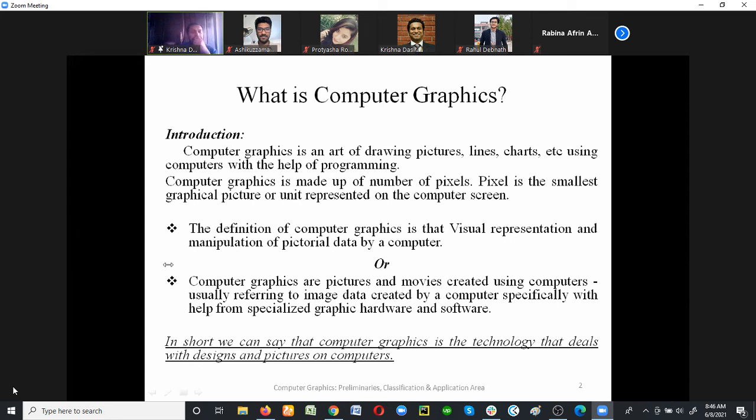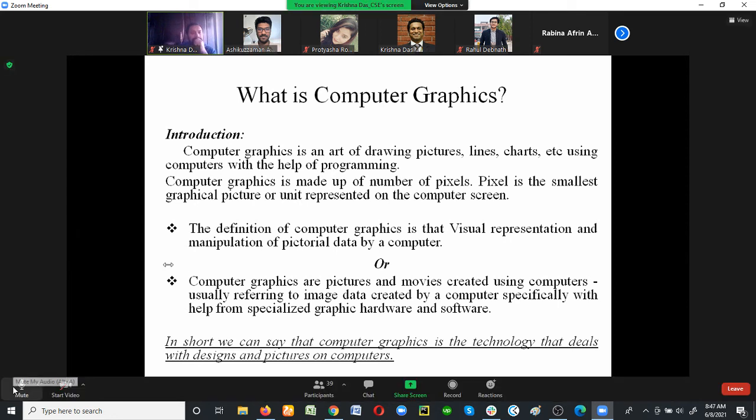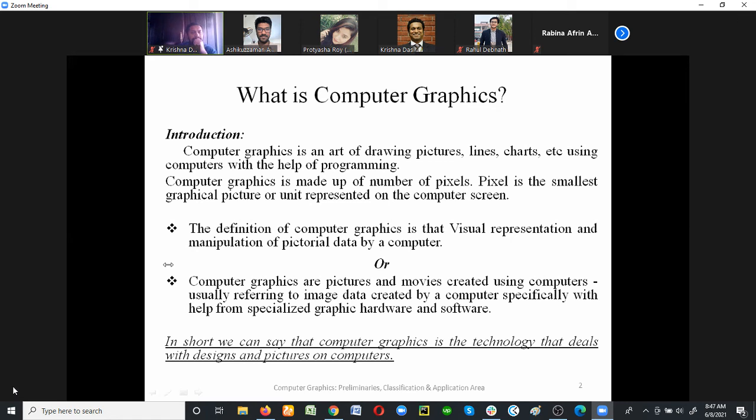Anyone have any question or concern here? Sir, does a pixel represent a dot per inch? A dot per inch. That dot is actually just for your understanding.